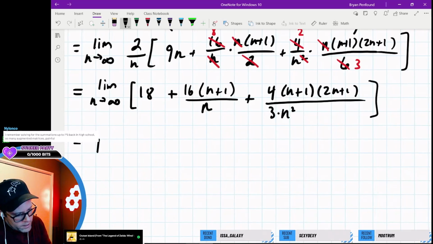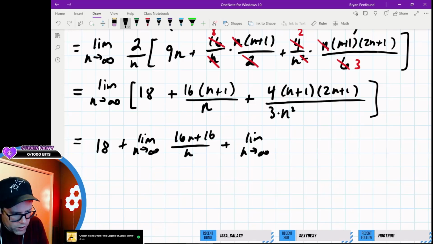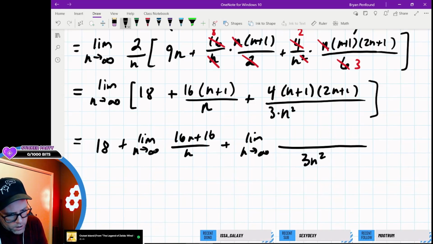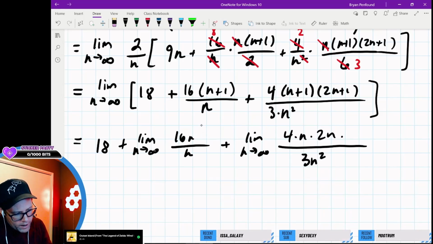So we have 18 plus the limit as n gets big of 16n plus 16 over n. And then we'll look at the limit as n gets really big over whatever this expansion is. I really just care about the dominant term here. So let's grab the dominant term, which is going to be 4n, 2n. That's going to be the highest power that I need. And the same thing here. I can get rid of this 16. It's not going to play much of a factor in our limit as we're getting really, really big.